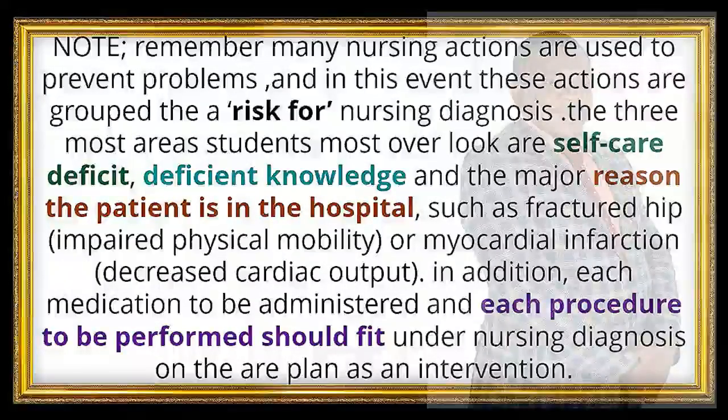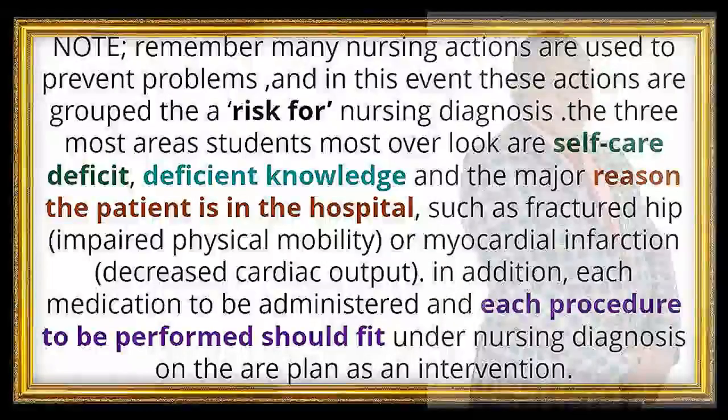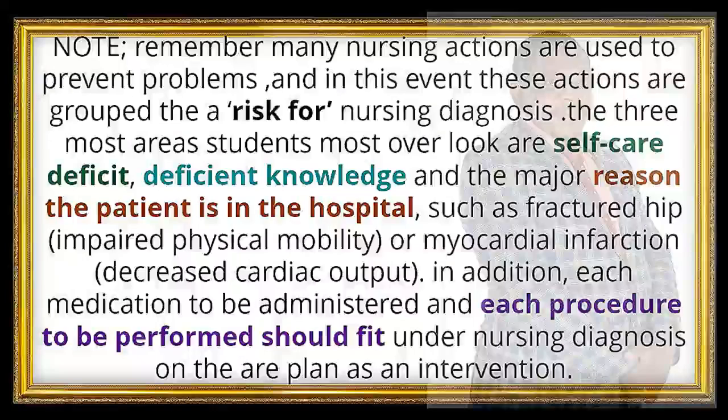So the three areas a student most overlooks are self-care deficit, deficient knowledge, and the major reason is that the patient is in the hospital. For example, a patient having a fractured hip is going to have impaired physical mobility, or a patient may have a myocardial infarction and may have decreased cardiac output. Okay, so in addition, each medication to be administered and each procedure to be performed should fit under the nursing diagnosis, and the plan of intervention is put in place.